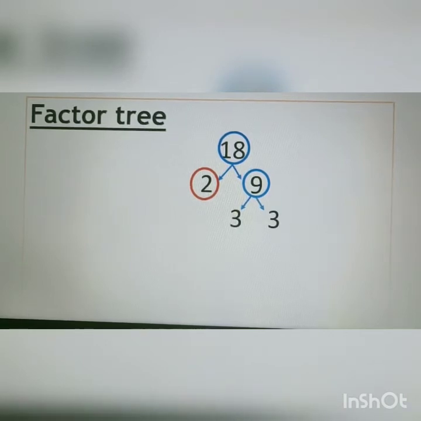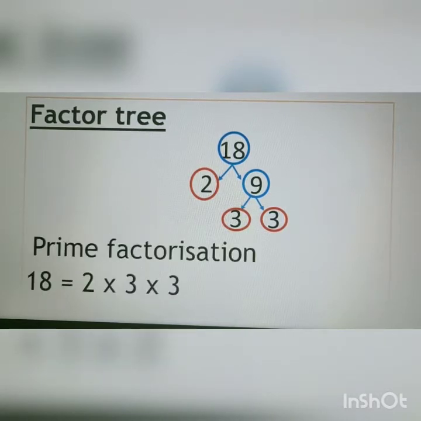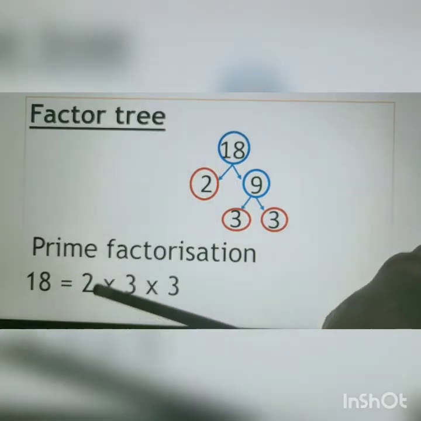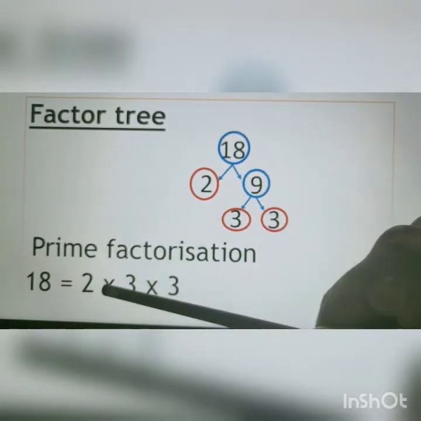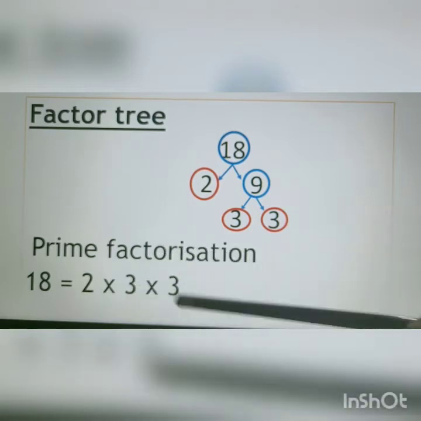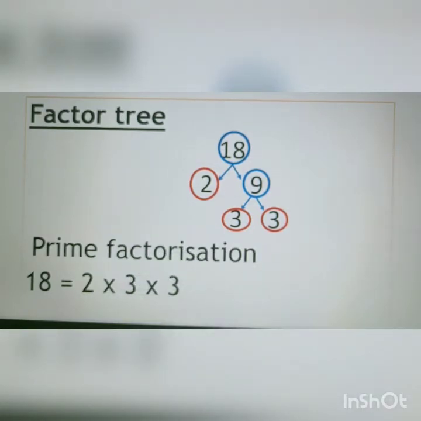And this 3 is a prime number, so we can write prime factorization of 18 is equal to 2 into 3 into 3. So 2 into 3 is 6, 6 into 3 is 18. So 18 is written as product of its prime factors.